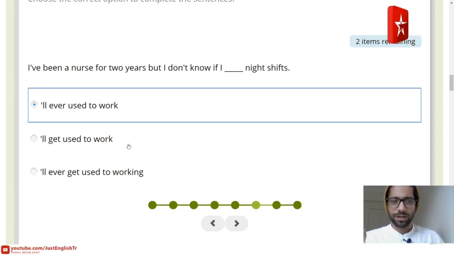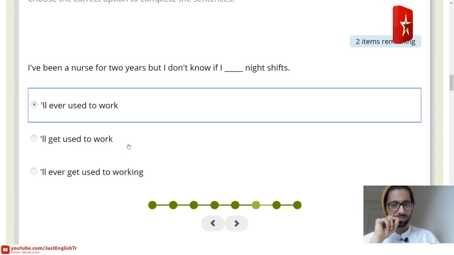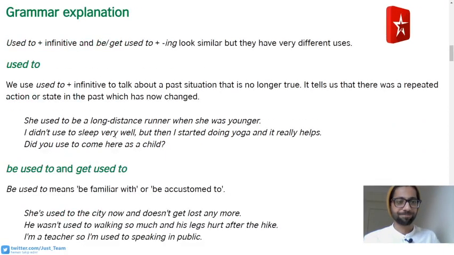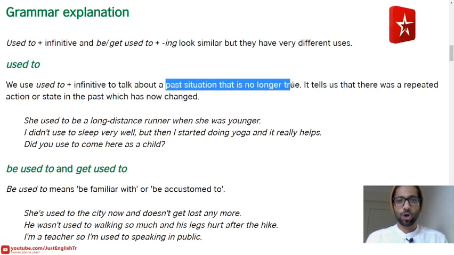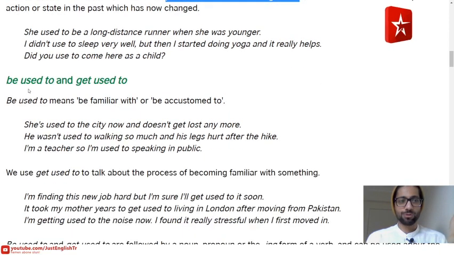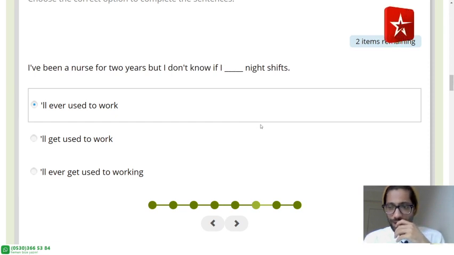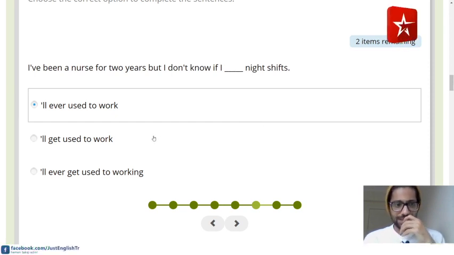Interesting. Here, I believe we will find mistakes because some students don't very much understand the fact that, let's go back a bit here. Look guys, when you say used to, she used to be and so on, it's a past situation that's no longer true. But when you use be used to and get used to plus ing, it's about familiarity and custom. So here we have A, B, C.